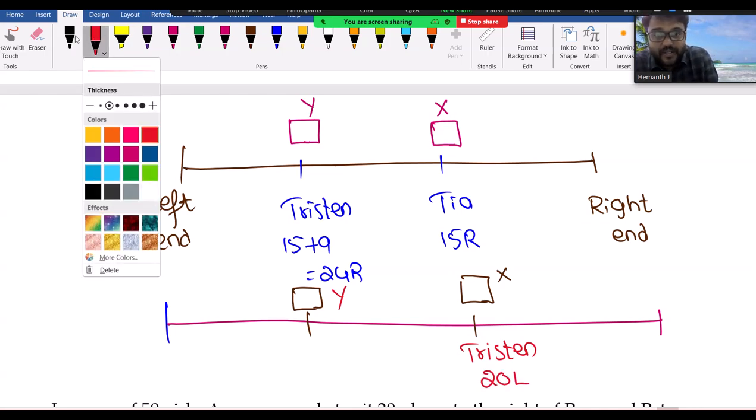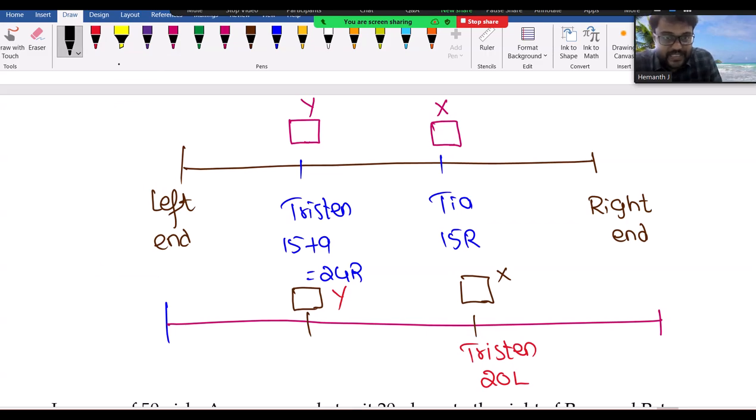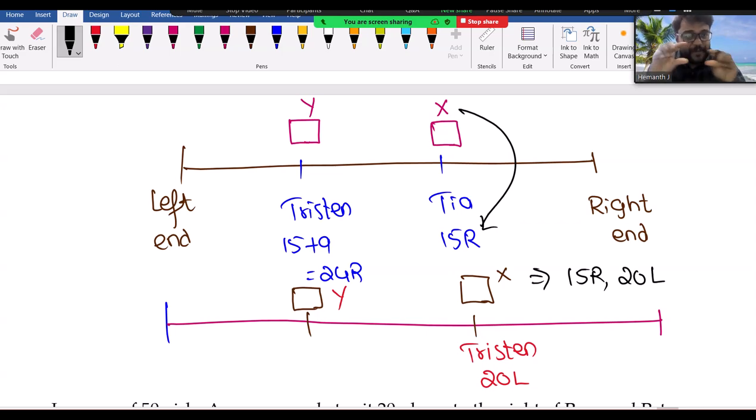My dear friends, this seat X is already 15th from the right side and 20th from the left side. So the total number of people in the row is 15 plus 20 minus 1, which is 34. 34 people are there.